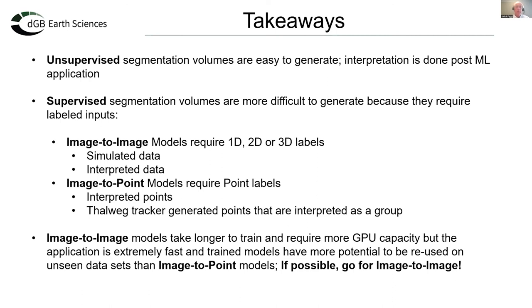Now, image-to-image models, finally, take much longer to train. It's a day or half a day versus minutes, 10 minutes, and you require much more compute capacity, especially GPU capacity. But once you have such a model and you have trained it, it's extremely fast to apply. And it also has more potential to be reused on unseen data than image-to-point models. So if you can, and that depends on the interpretation or the modeling, I would always recommend going for image-to-image type of workflows.